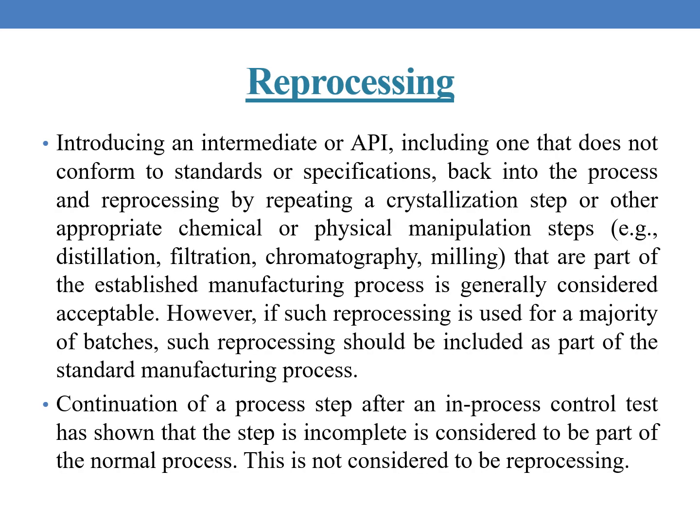Now coming to the reprocessing of rejected material. Introducing an intermediate or API, including one that does not conform to standards or specification, back into the process and reprocessing by repeating a crystallization step or other appropriate chemical or physical manipulation steps, for example, distillation, filtration, chromatography and milling, that are part of the established manufacturing process is generally considered acceptable. However, if such reprocessing is used for the majority of the batches, it should be included as a part of the standard manufacturing process.